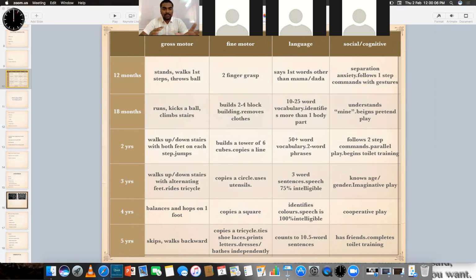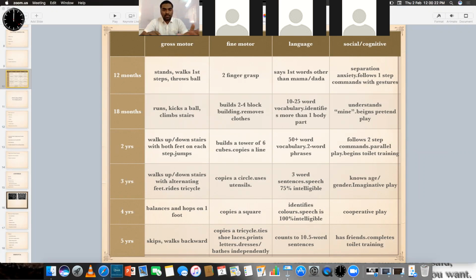And what happens at 1.5 years of age? Now the child runs, kicks a ball, and can climb the stairs with 1 foot at a time on each step. So that's how he'll climb at 1.5 years.